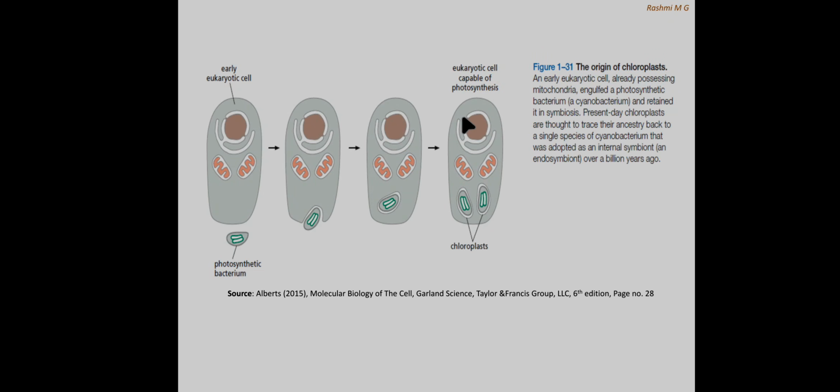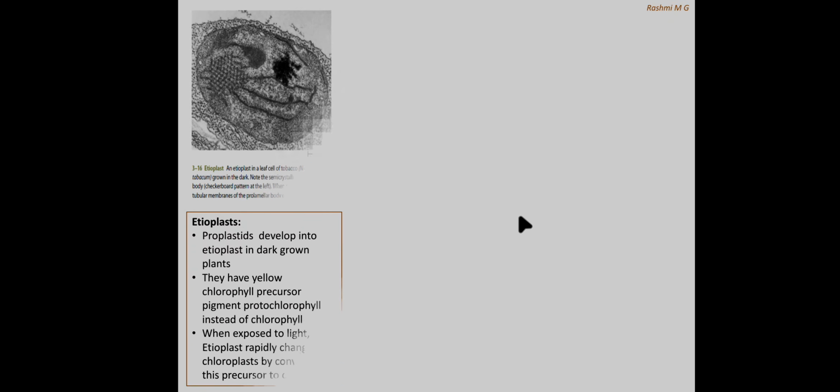So this image suggests the origin of chloroplast according to the endosymbiotic theory, where the early eukaryotic cell, which was unable to prepare its own food, engulfed a photosynthetic bacterium, and this photosynthetic bacterium evolved inside the early eukaryotic cell, making the eukaryotic cell capable of photosynthesis in a process called symbiosis.